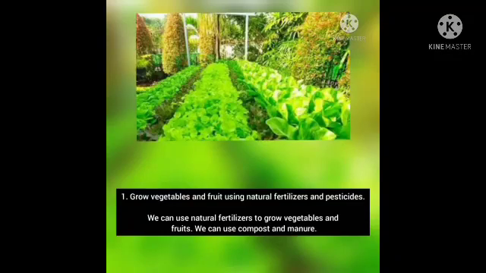1. Grow vegetables and fruit using natural fertilizer and pesticides. We can use natural fertilizer to grow vegetables and fruits. We can use compost and manure.